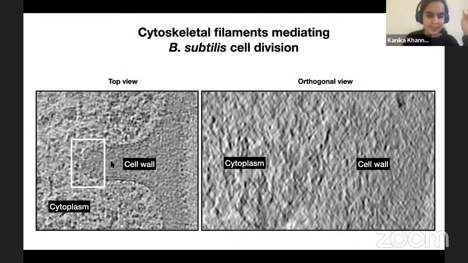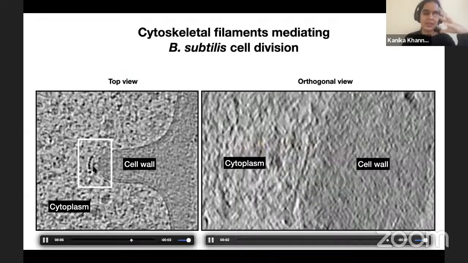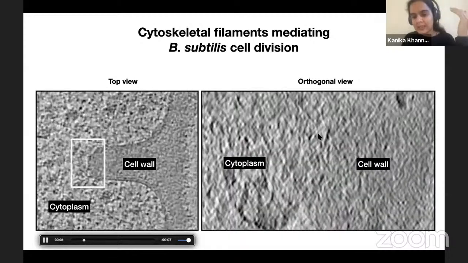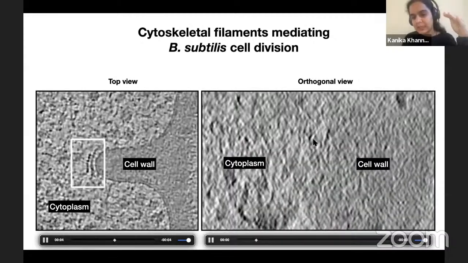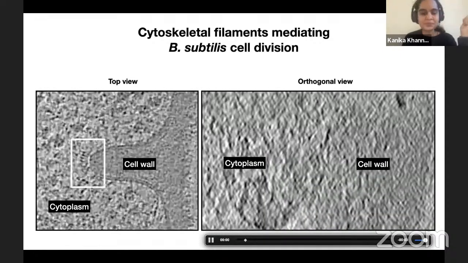So you can see here, this is the cell wall, and these are the dots which are going in and out of the view as you're going through different slices. And here you can see in the projected view, these different filaments which are encircling the cell. And this is the cytoplasm, and this is the cell wall.